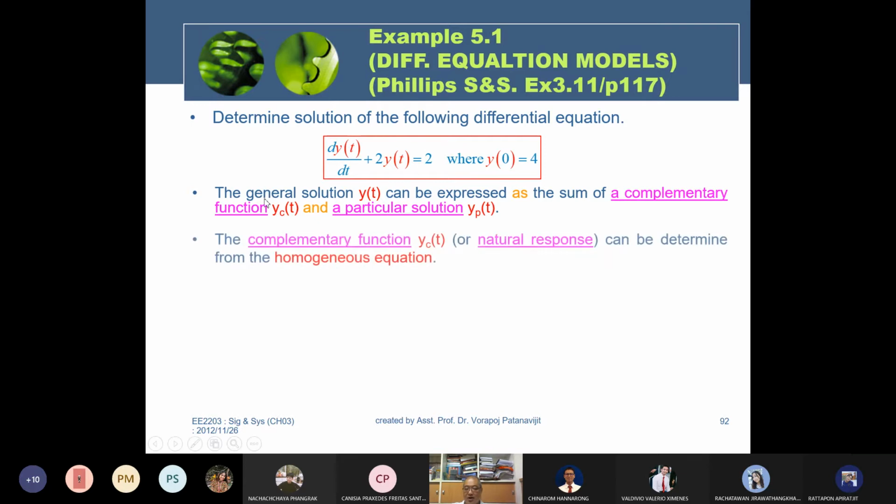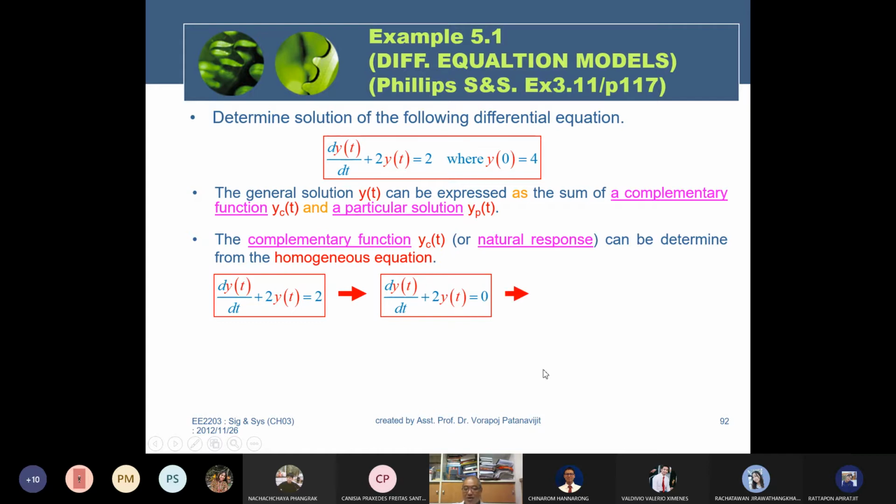The complementary function yc, or the natural response, can be determined from the homogeneous equation. What about the homogeneous equation? You kill the non-y term. The first term has y, the second term has y, the third term has no y. If it has no y, it is a non-y term, so you kill it and set it to be 0.